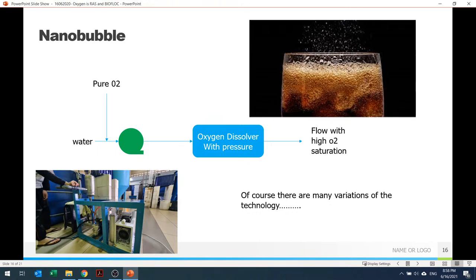The oxygen dissolver is just a pressurized chamber. It can be up to 30 psi or 45 psi. Its job is mainly to increase the saturation point, to bring up the pressure inside the chamber so that more oxygen can be dissolved in the liquid, right?